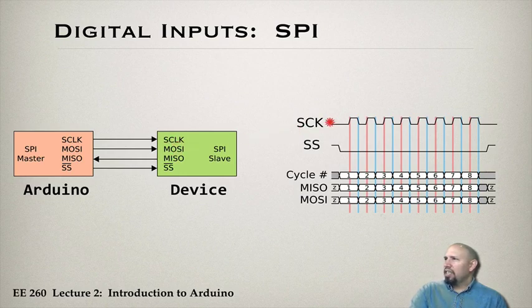With these different devices, different manufacturers will have slightly different acronyms for these different things. So here's SCK, which is the same as SCLK. Then we have MISO and MOSI. Master out, slave in, master in, slave out. Okay, so this is the SPI communication.